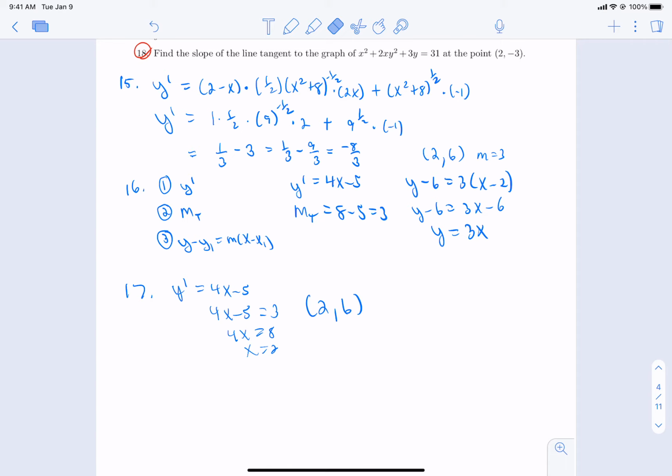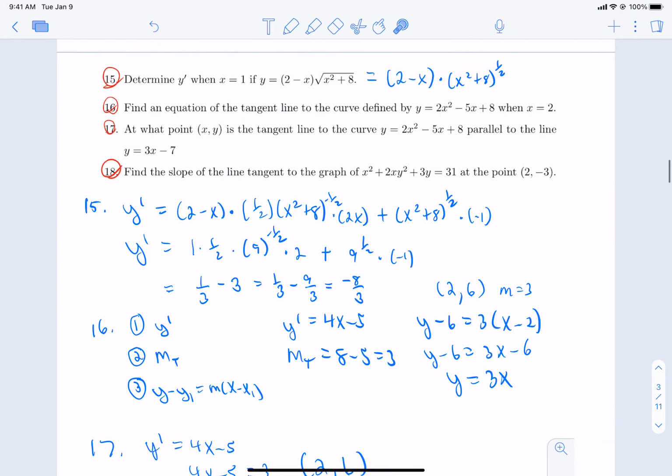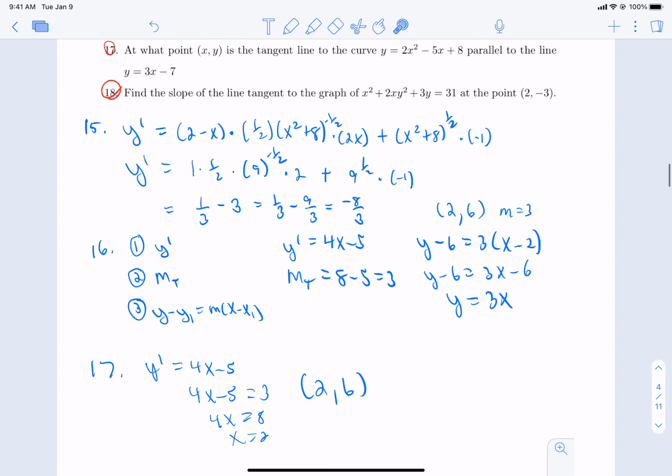So if you check your 17 with my 17, when will a tangent line be parallel to y equals 3x minus 7? Well, when the slope of the tangent is equal to 3. So I just took the first derivative, which represents the slope of the tangent, set it equal to 3, solved. Now, they wanted the point that it happens at. My x value is 2. When I plug it into the original, my y value is 6. It's the same equation as 16. So the point was (2, 6).